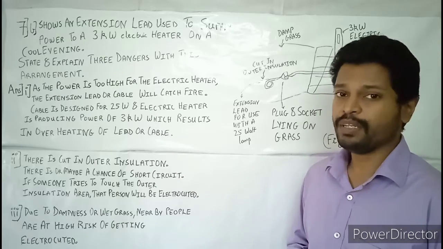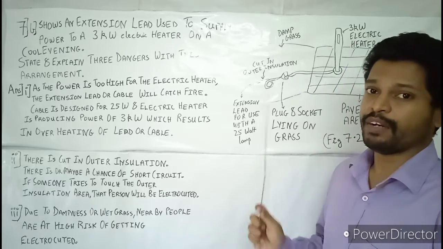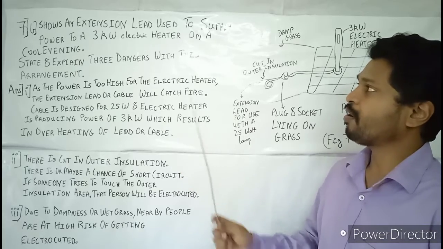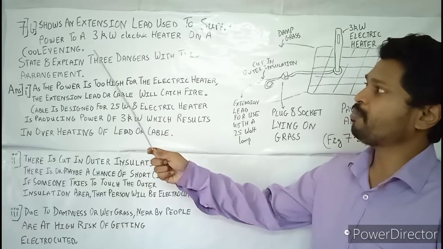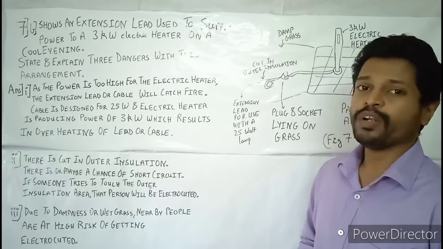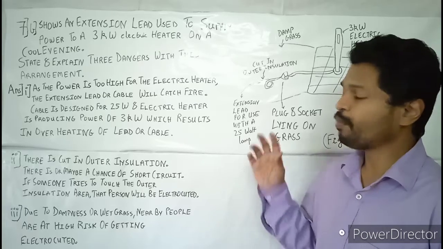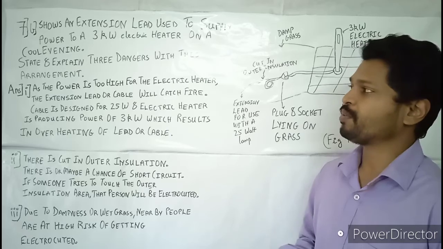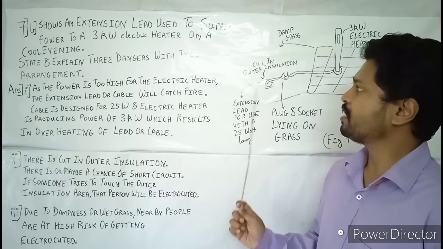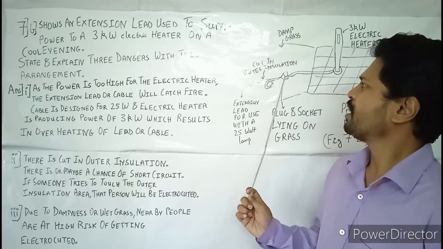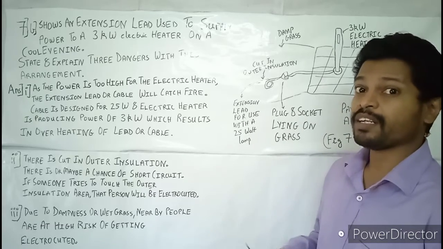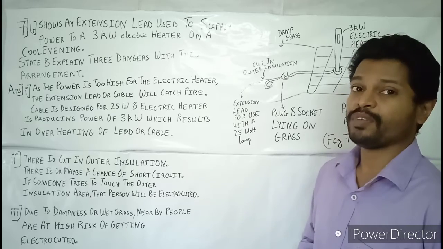So let me go through the question first. It is 7th B, and this figure, as we have discussed, shows an extension lead or the cable used for the supply of power to a 3 kilowatt electric heater on a cool evening. So on a cool evening, more current will be consumed. State and explain 3 dangers in this arrangement. What is the danger in this arrangement? There is an insulation cut over here. It is kept on damped grass, wet grass, and it is taking more current. The electric heater is taking more current than the capacity of the wire.